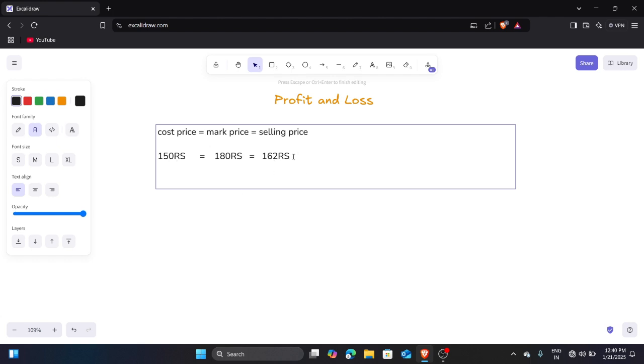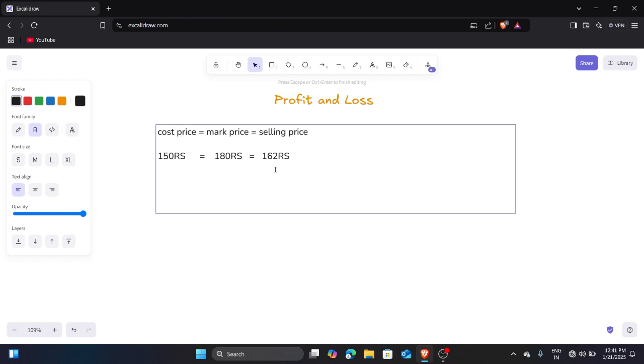Now how can we do this? We take it with the help of this example. How can we calculate? So now, what is the cost price? The shopkeeper first buys the product from the wholesaler at 150 rupees, and the mark price of that product is 180. Okay, and he sells it at 162. Now they have asked you how much profit or how much loss he gets.